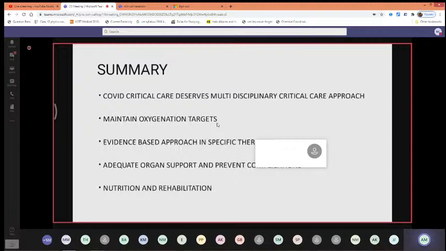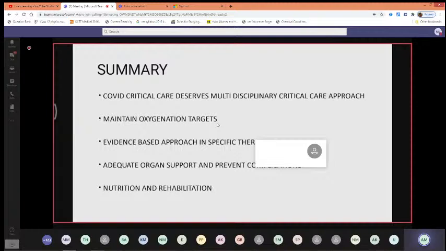You have to maintain the oxygen target by hook or crook. Either you put them on HFNC or NIV or prone ventilation. ECMO is an option for the privileged. Use an evidence-based approach in specific therapies. Because everyone is using them, don't fall for new drugs and expensive drugs unless evidence dictates it. Otherwise, don't use them. That's my approach. So, adequate organ support and prevention of complications.